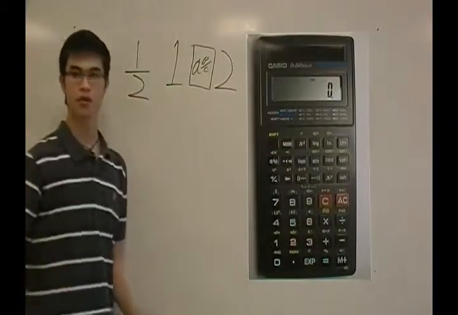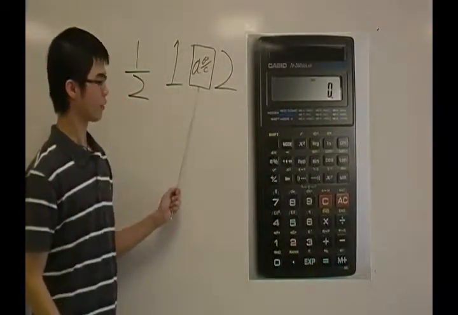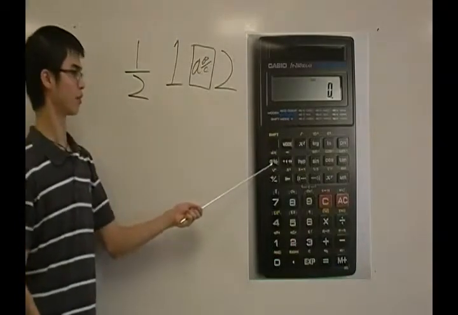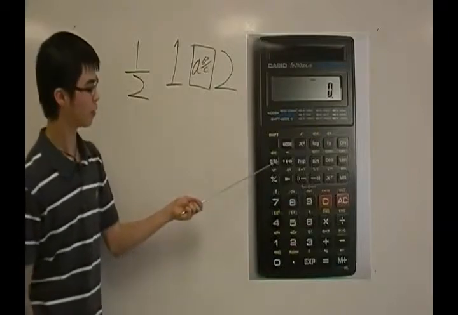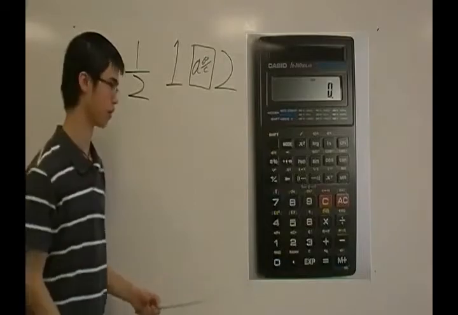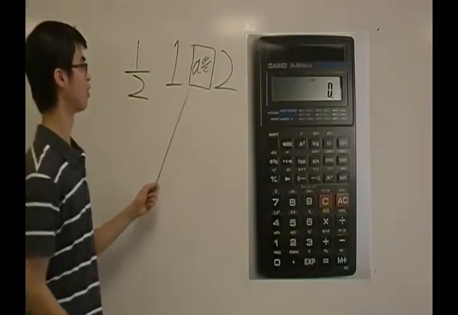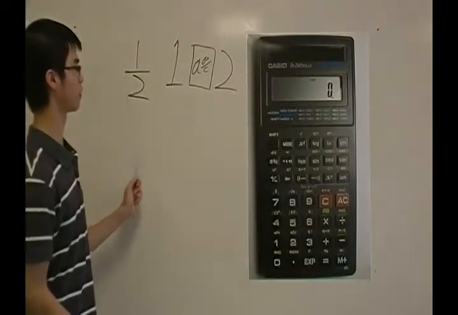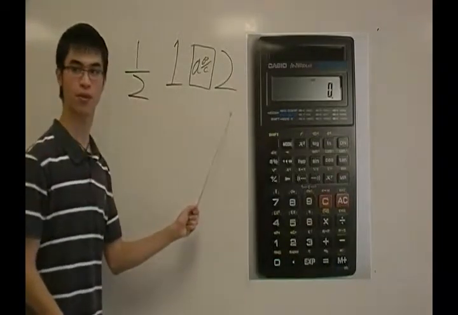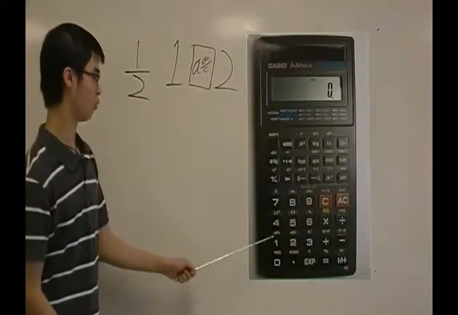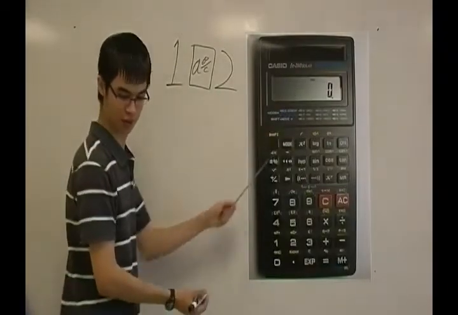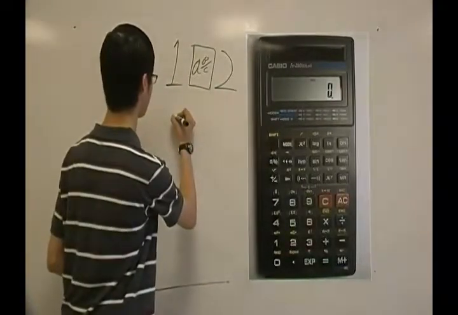All right. That button right there is this one right here on the calculator. This right here is called the fraction button, or the mixed number button, because it can also do mixed numbers. So to get this, or an equivalent to this on the calculator, you'll hit 1, fraction button, 2.